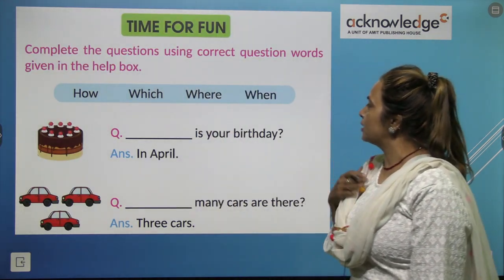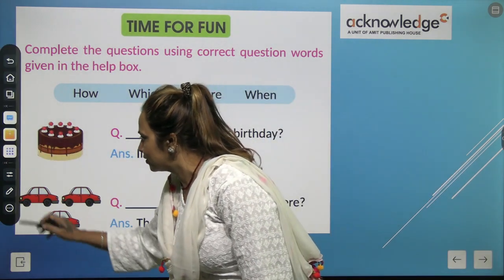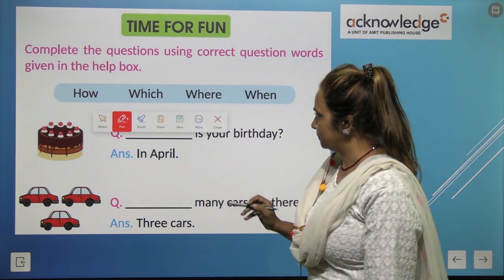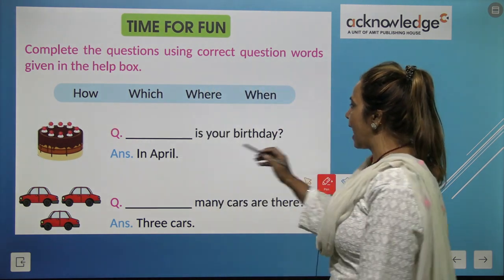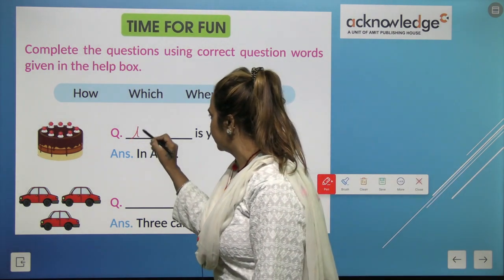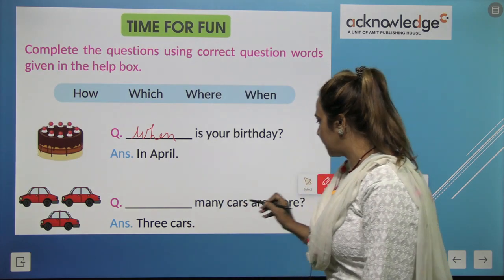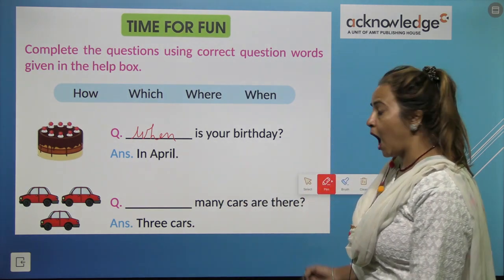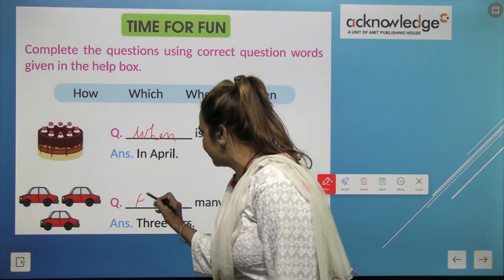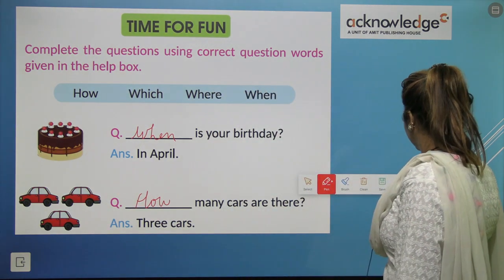Complete the questions using the correct question word given in the help box. Now, when is your birthday? In April. How many cars are there? Three cars are there. There are three cars.